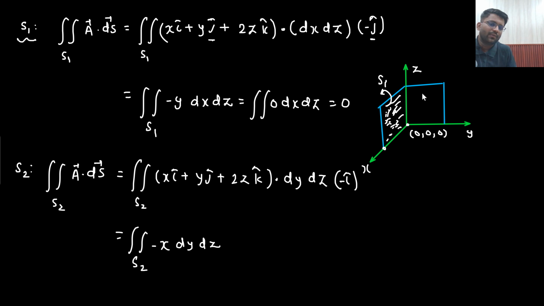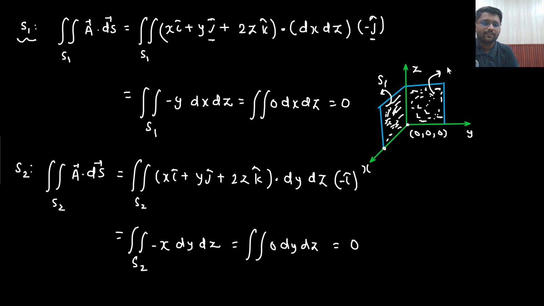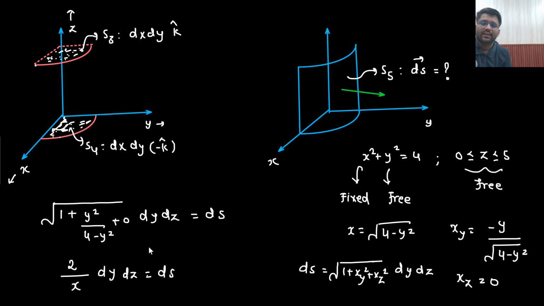What is the value of x on this plane? When you are moving on the S2 plane, what is the value of x? The value of x is 0. So what answer will you be getting here? 0 dy dz, which is 0. For S1 and S2, it is coming out to be 0 only. Next, we will check for S3 and S4. These are our S3 and S4.